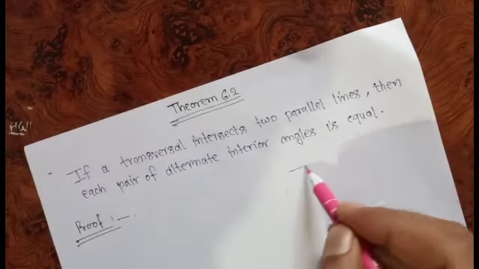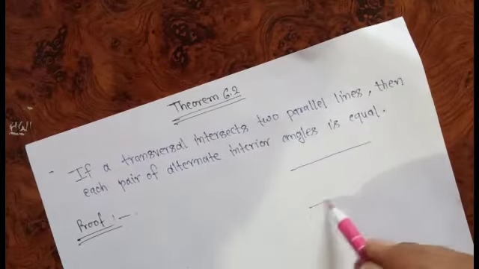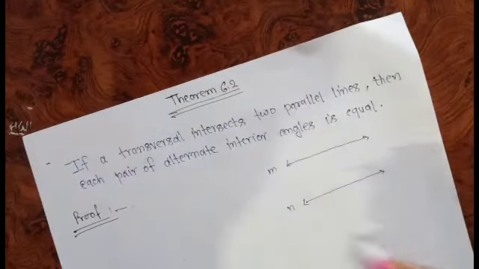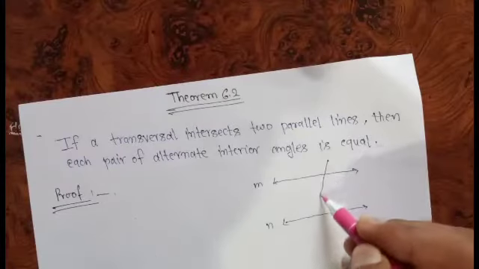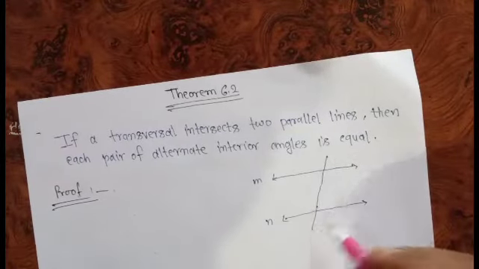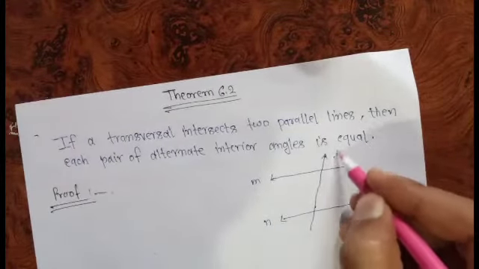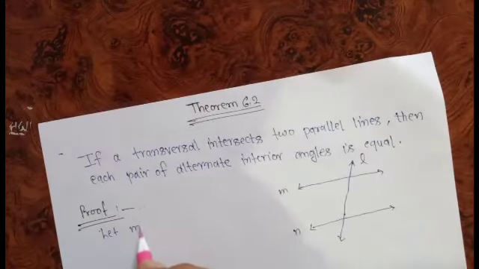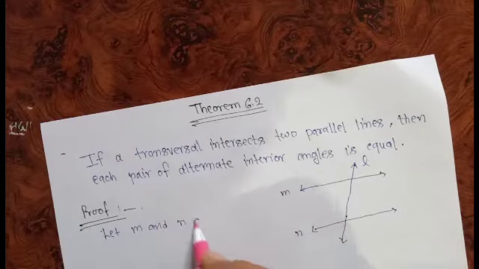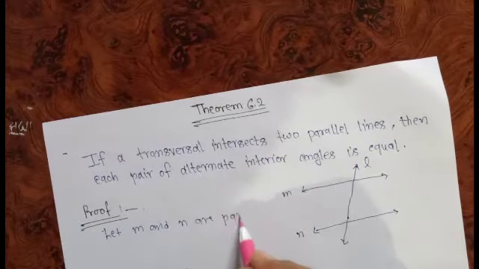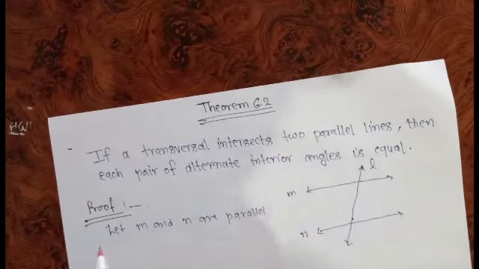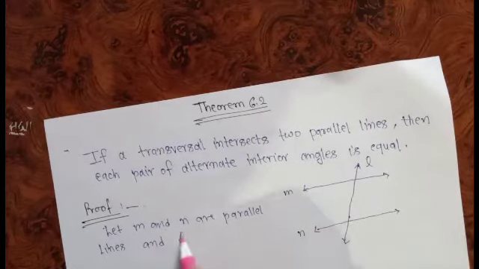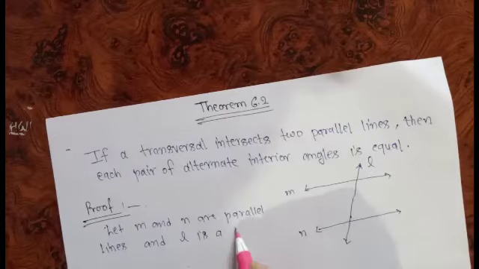Now we draw two parallel lines M and N and a transversal line L. Let M and N be two parallel lines and L a transversal line.